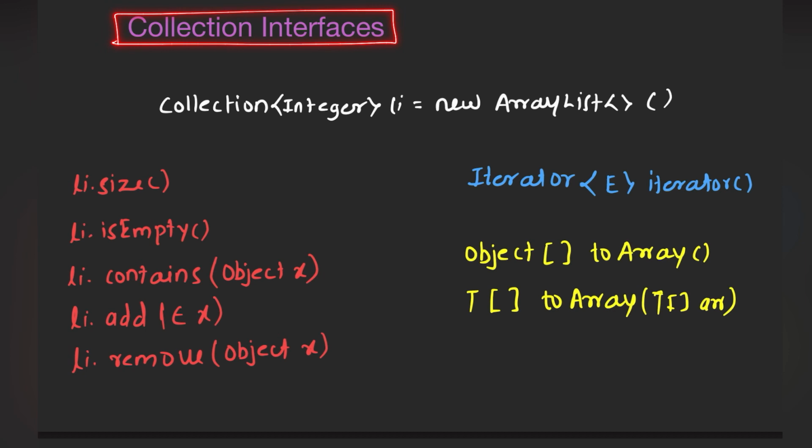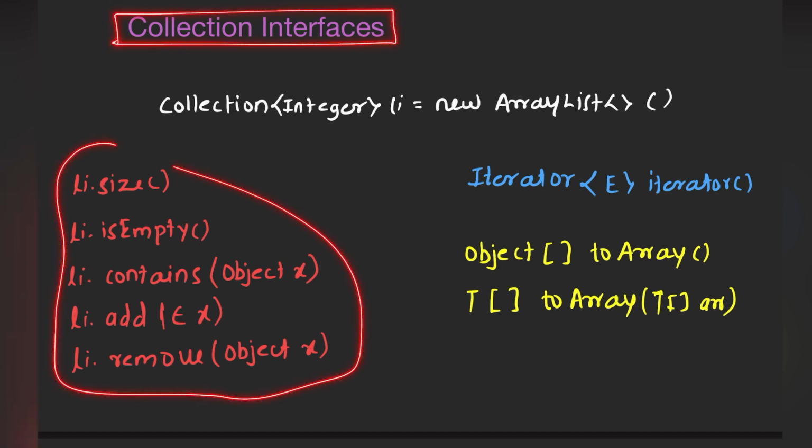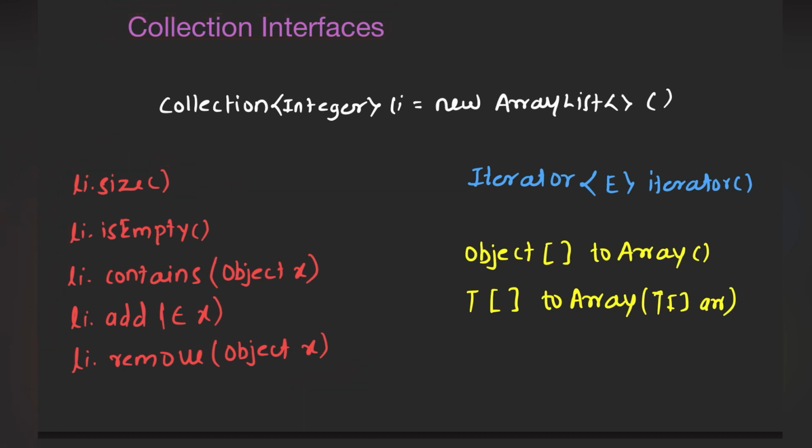What it means is, whatever inbuilt functions we are going to discuss in this video are common to the collection interface, and to all the interfaces, for example list, queue and set. So whatever collection interface comes under these three categories, all the methods we are discussing in this video will be common to them.